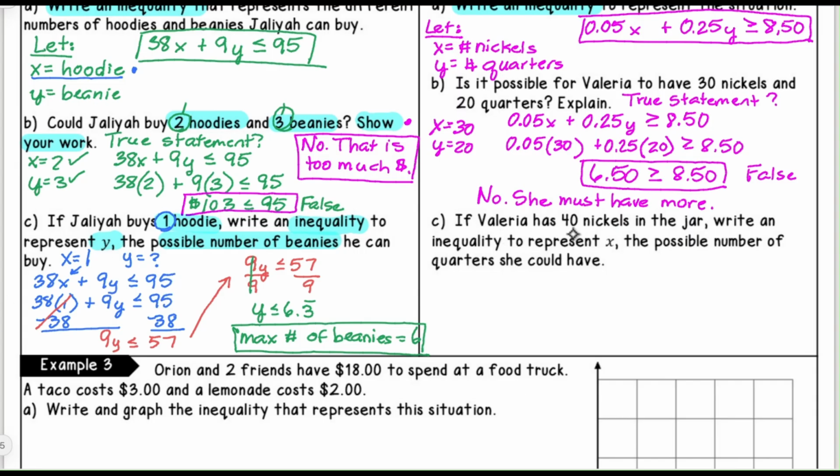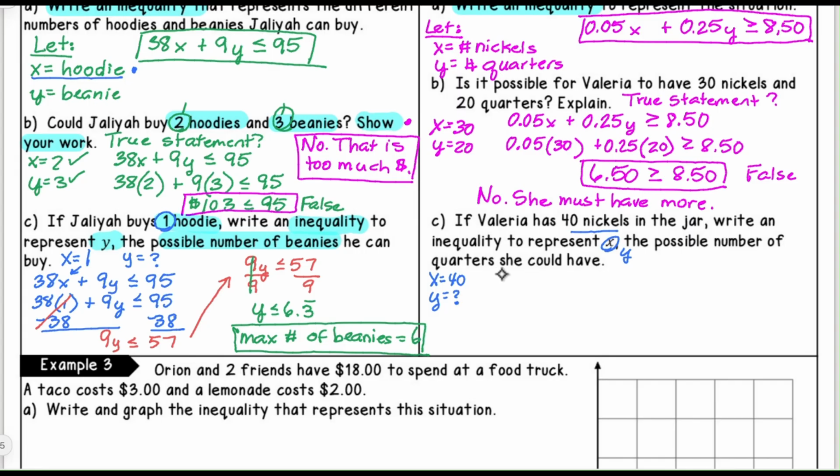Alrighty, let's go ahead and look at this one here. It says if she has 40 nickels in the jar. So in this case, x is going to equal 40. Write an inequality. Oh, you know what? I think I must have a little typo here. To represent x, the number of quarters she could have. My quarters were y. So I got a little typo on that page. All right, so my y, that's what we're looking for.